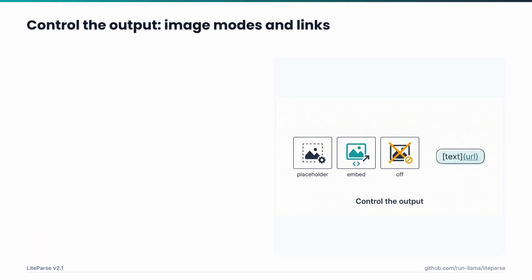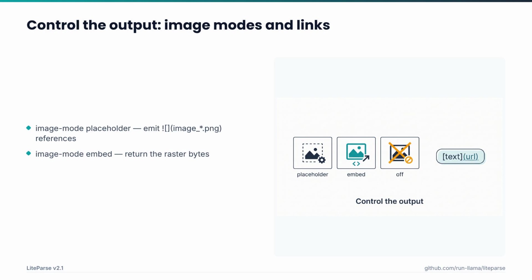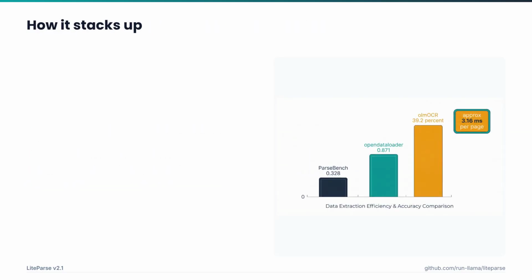You stay in control of the output. The image mode flag lets you emit lightweight placeholder references, embed the real bytes, or strip images entirely. And a links flag decides whether hyperlinks become Markdown links or stay as plain anchor text. Small switches, predictable results. How does it stack up?